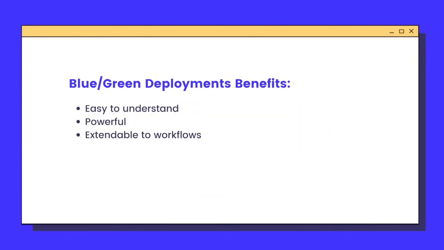On the benefits side, blue-green deployments are conceptually very easy to understand. To set them up, you just have to create 2 identical production environments and send requests to either one or the other, which is relatively simple with services like Amazon Elastic Load Balancing. They're also quite powerful. Longer-running tasks like downloads can continue running in the old version of the application after traffic is switched over to the new version.